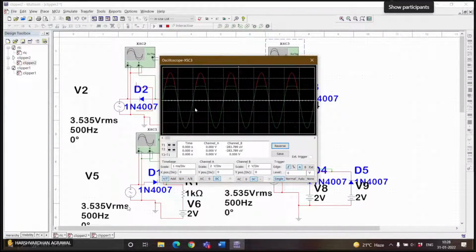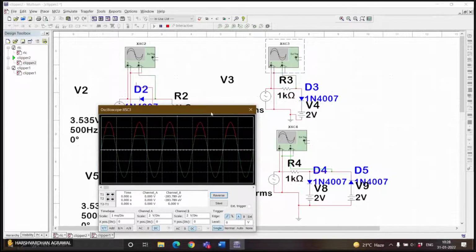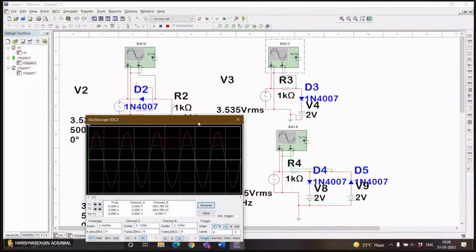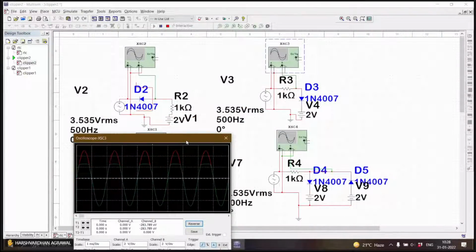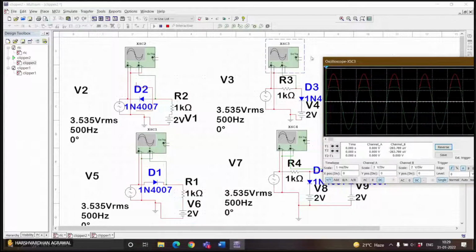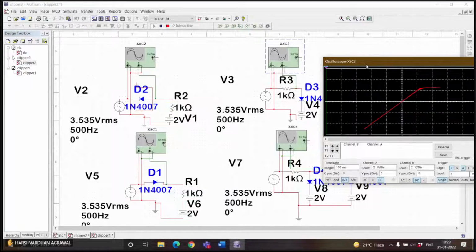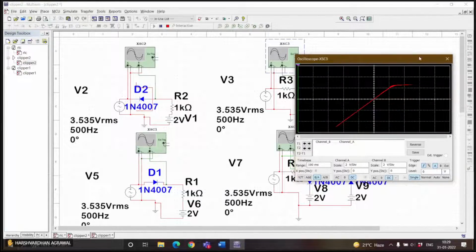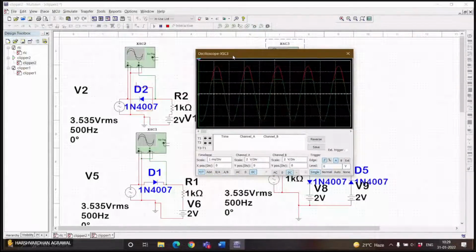Ma'am, this one is positive clipper, ma'am. Here also it is positive clipper. But ma'am, here I had a doubt. This one. So why I did the circuit, ma'am, but I had a doubt here. It is again positive clipper, right? Yes, ma'am. But it should be the negative.